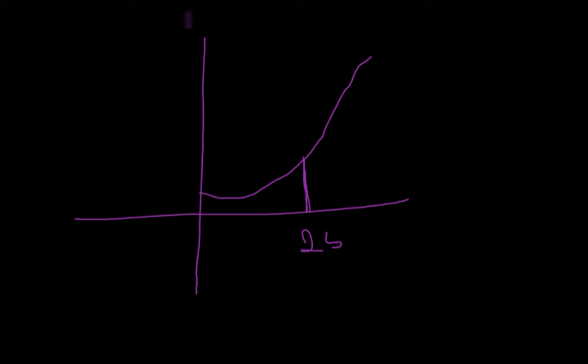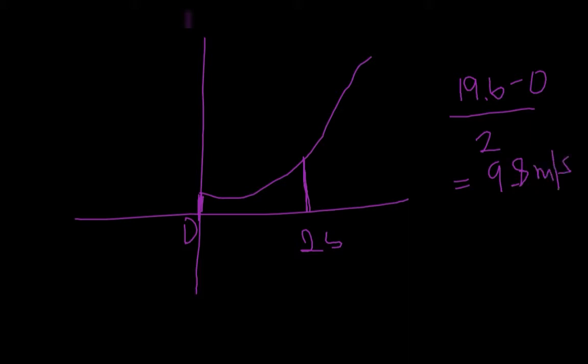What I can do here is calculate the average velocity. Let's say the average velocity between 0 and 2 seconds. That will be 19.6 minus 0 divided by 2, which is 9.8 meters per second. I'll draw a table here: from 0 to 2, it becomes 9.8 meters per second.